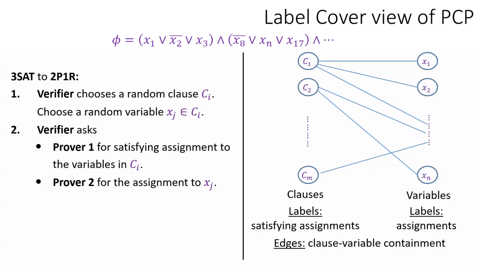The analogous thing in the combinatorial view is: what are the label sets of the variables? The label set of the left side is satisfying assignments to the clauses, and the labels of the right side are bit assignments.